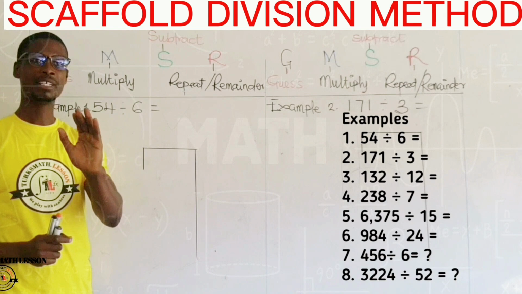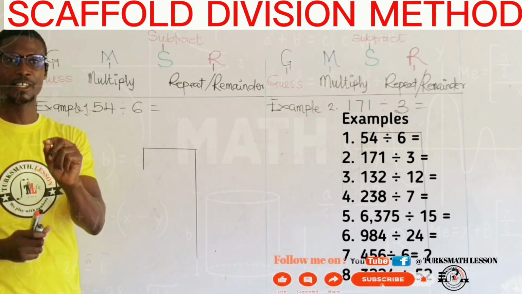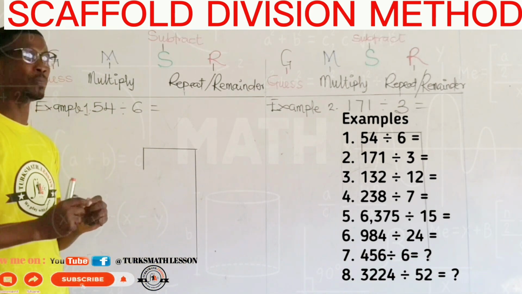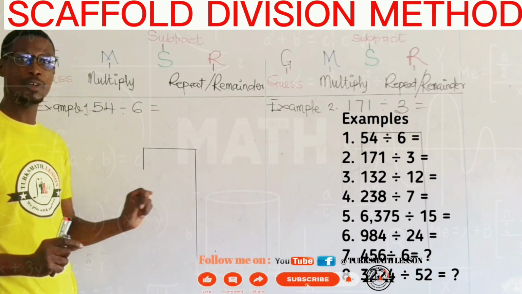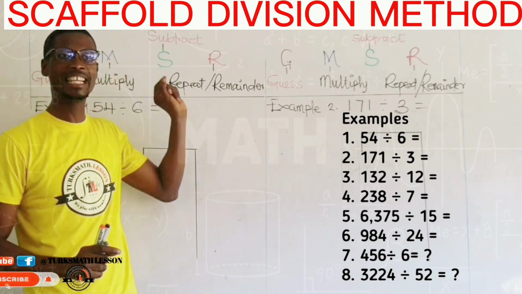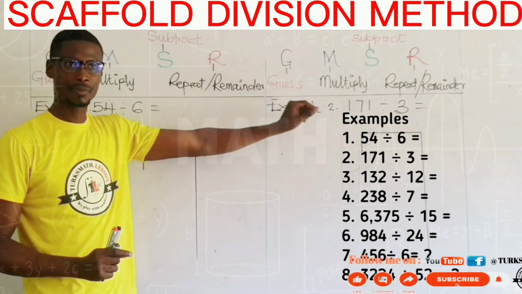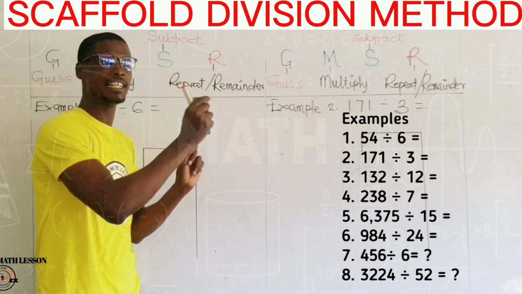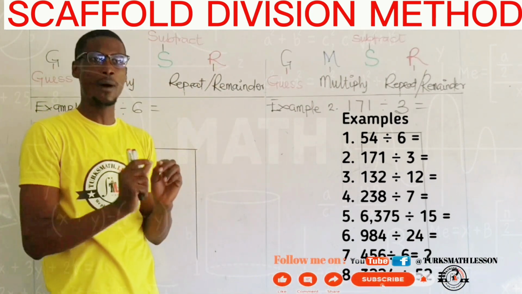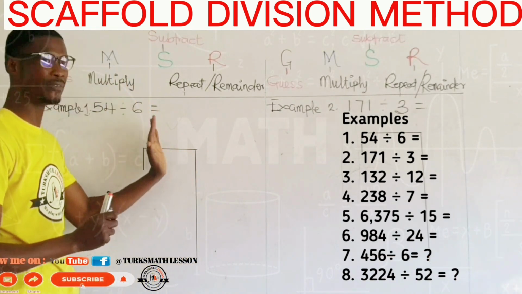Now, let me tell you something here. When you come to the scaffold division method, when you guess a number and multiply the number by the divisor, you are going to have a product. The product should not be more than the dividend. I said what? The product should not be more than what? The dividend. When it is more than the dividend, you reject that number. It can be lesser than or what? Equal to. Are you together? Yes.